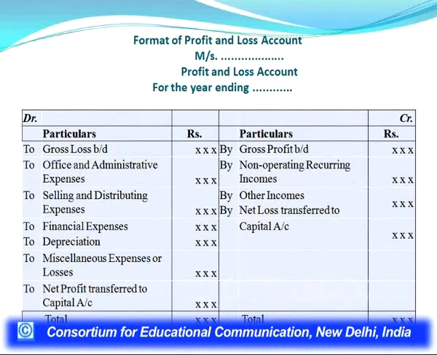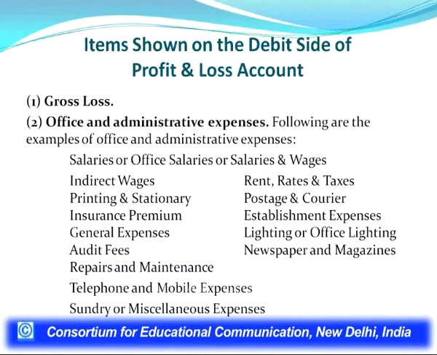We know that there is a variety of expenses in different categories. So, sometimes there is confusion for new learners whether an expense belongs to the office and administrative expense category or the selling and distribution expense category or financial expenses. So, we would like to discuss the different expenses which may be covered under these categories. First, on the items which are shown on the debit side of profit and loss account, gross loss which is disclosed by trading account.